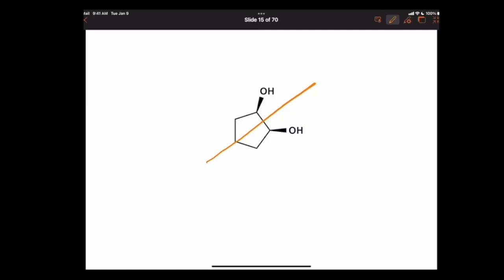Now the important thing about this plane of symmetry: the plane of symmetry can draw through atoms in a molecule or through bonds in a molecule. The point of the internal plane of symmetry is you're drawing a line that cuts the molecule somehow, so the top half and bottom half of the molecule are the same. They do have asymmetric centers, but because of the plane of symmetry, it is meso.